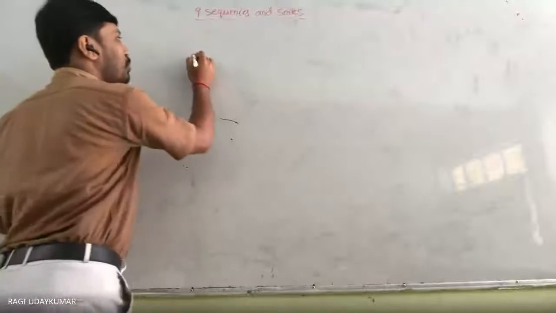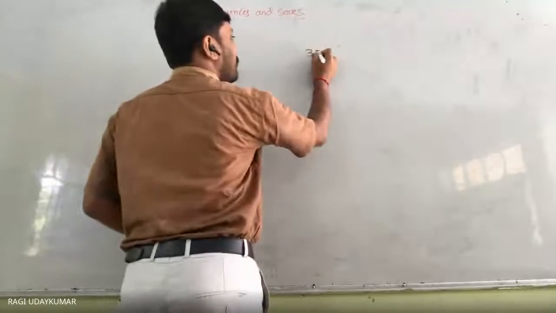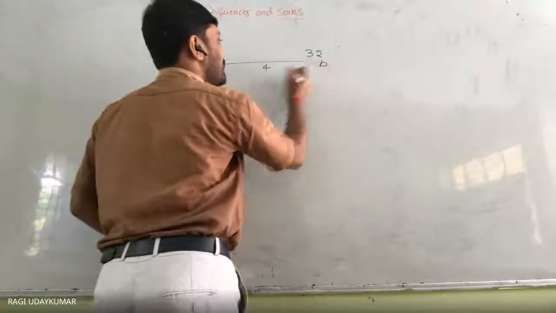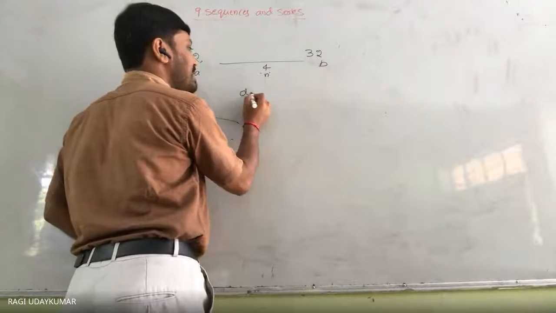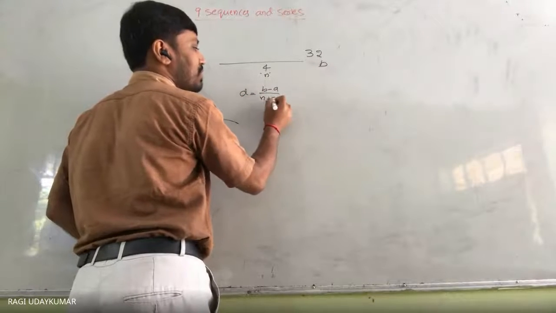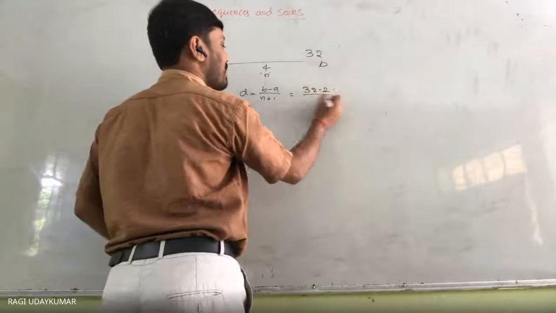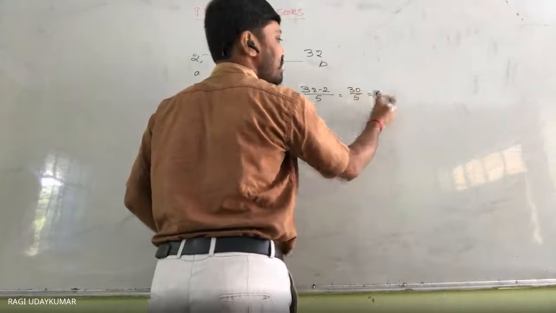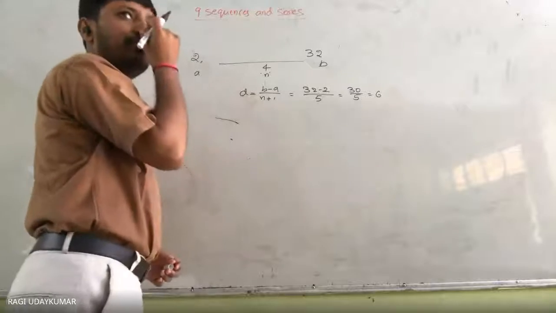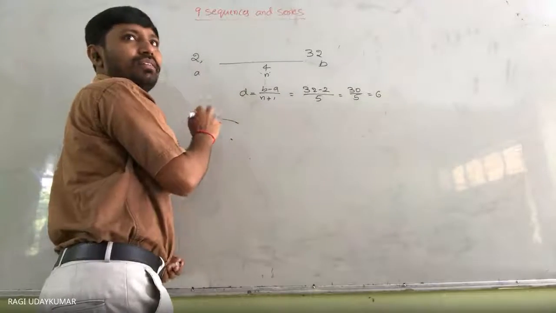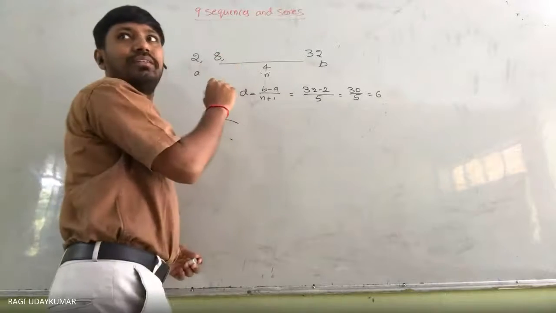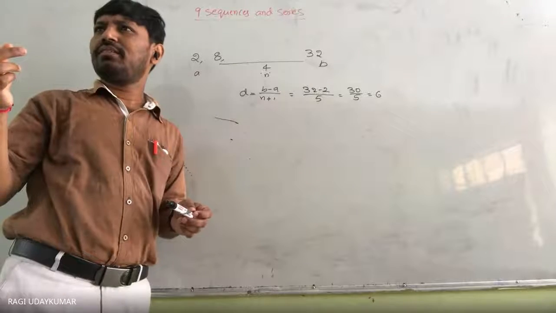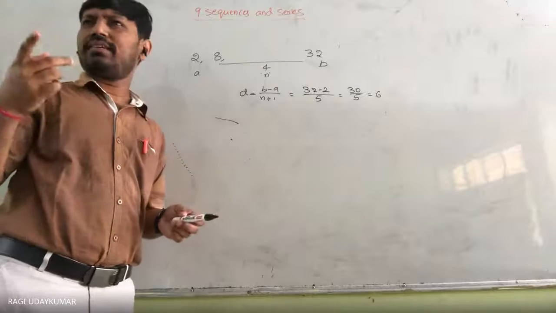So अभी क्या कर लिया हम लोग? 2 here, 32, तो बीच में 4 numbers लिखना है. So this is A, this is B, this is N. So common difference D is equal to B minus A by N plus 1. So 32 minus 2 by N plus 1 is 5, which is equal to 30 by 5, which is equal to 6. 6 इधर add करो. 6 add करने के बाद what do you get? 8. 2 and 32 है ना? Someone said 10, 16 ऐसा बोला अभी.